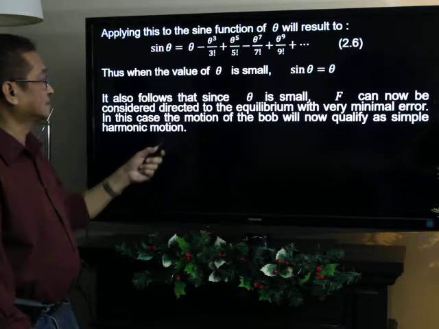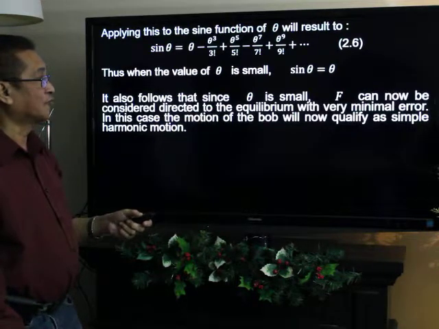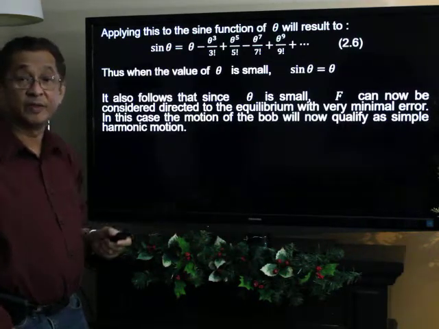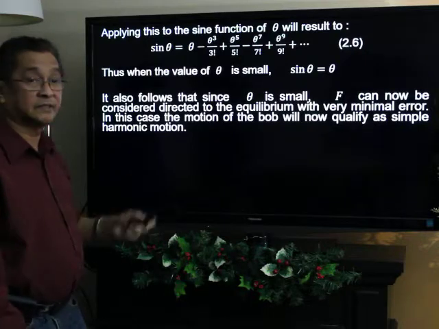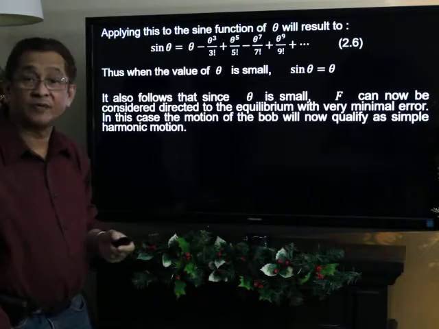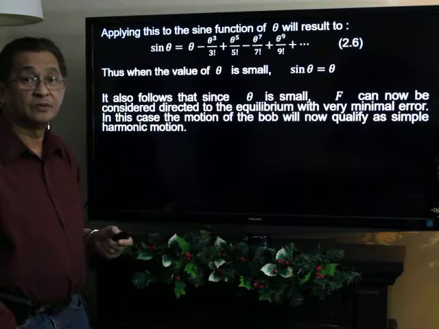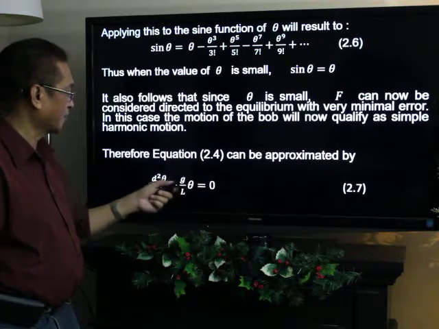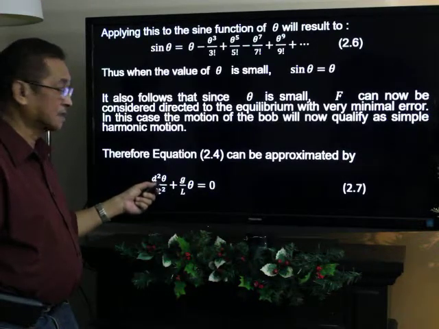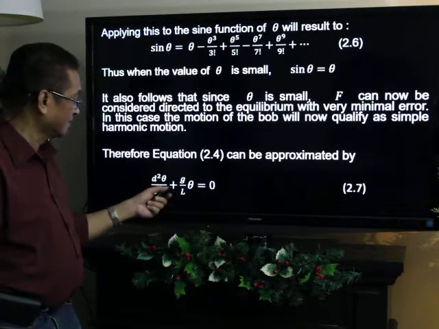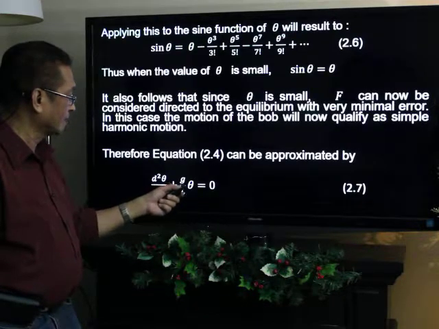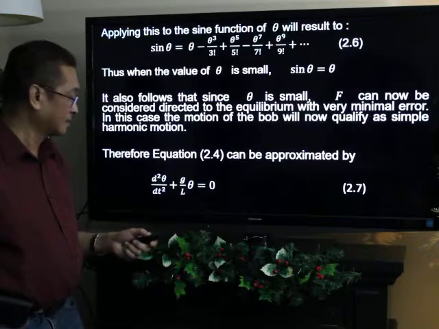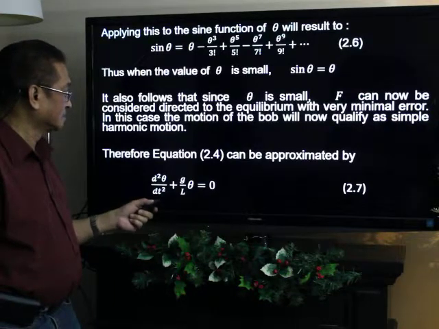It also follows that since theta is small, the restoring force can now be considered directed towards equilibrium with very minimal error, and in this case the motion of the bob will now qualify as a simple harmonic motion. Therefore, equation 2.4 can be approximated by the second derivative of theta with respect to time plus g over L times theta equals 0, which is a second order linear differential equation.